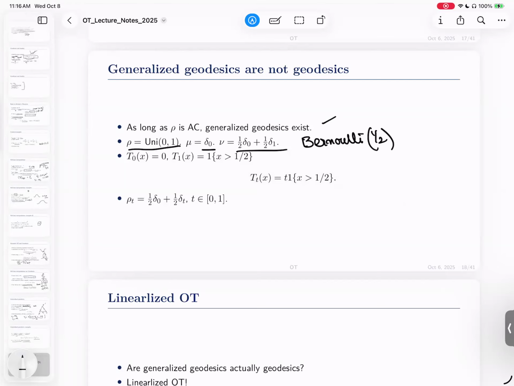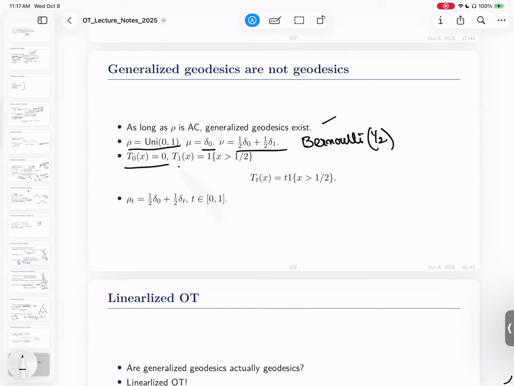Now, mu is purely atomic. It has exactly one atom, which is the origin, and therefore Brenier's theorem does not hold. So there is no McCann interpolation that takes delta naught to this Bernoulli 1/2 random variable. It doesn't exist. But the generalized geodesic always exists because rho itself is absolutely continuous. And so my T0, which is push forwarding my uniform to the mu, which is delta of 0, well, that is, of course, just send everything to 0. So generate a random variable from the uniform, image is 0, the whole mass goes to 0.